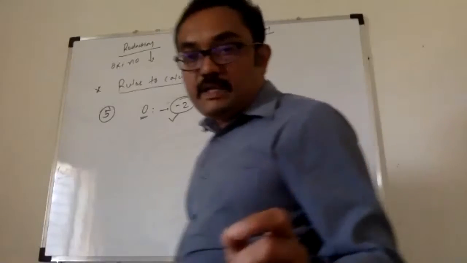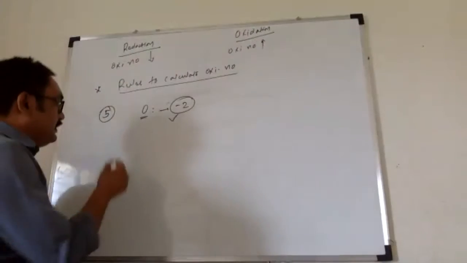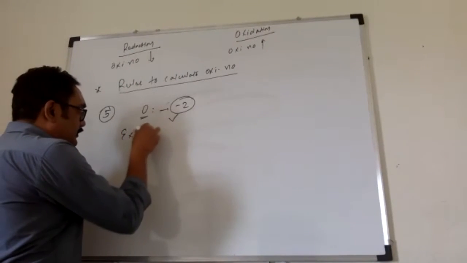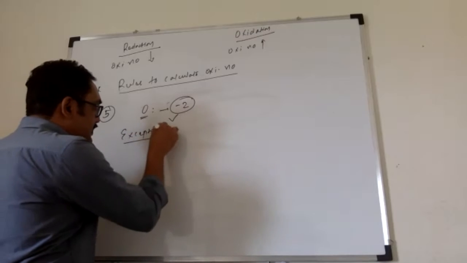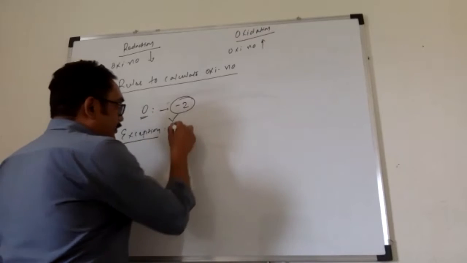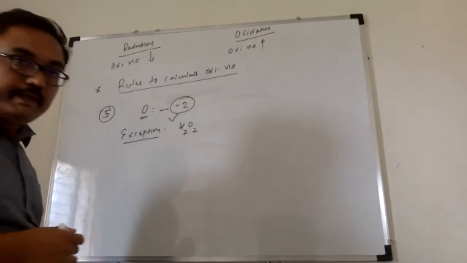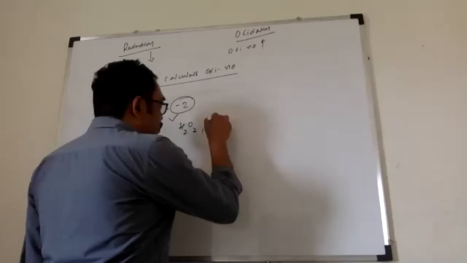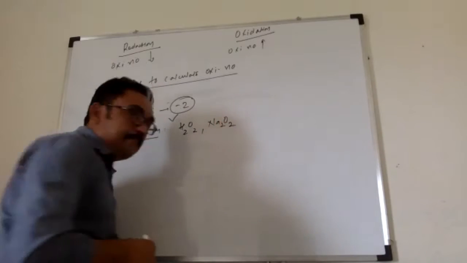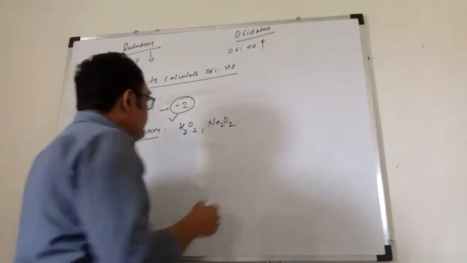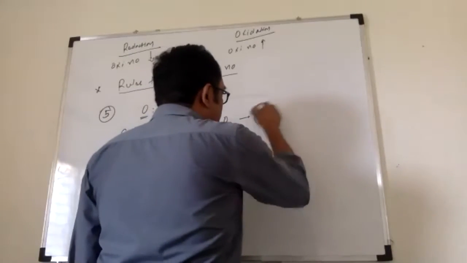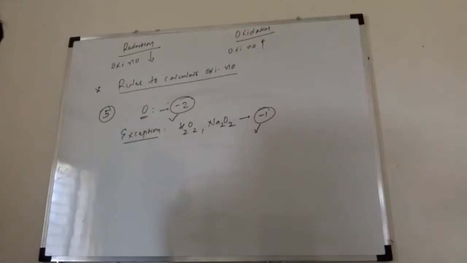There is an exception for oxygen. Now what are the exceptions? Write down the exceptions. The exception is whenever you see oxygen in a peroxide, like H2O2, hydrogen peroxide, Na2O2, sodium peroxide. In peroxide it is -1.